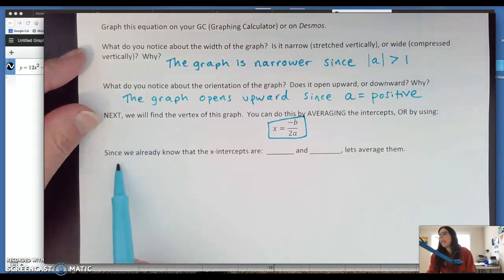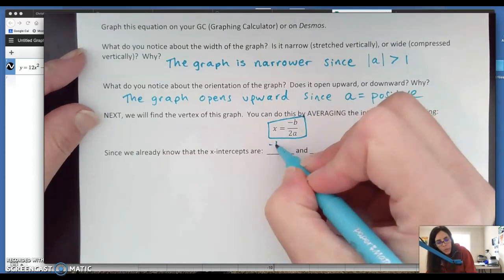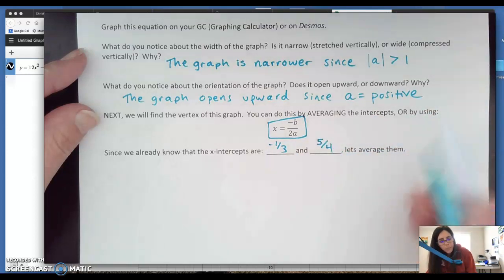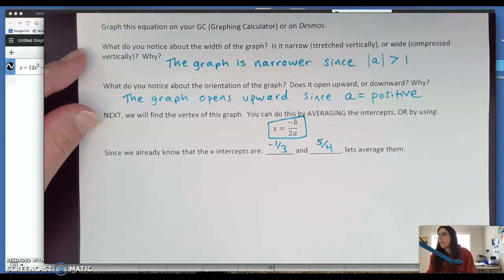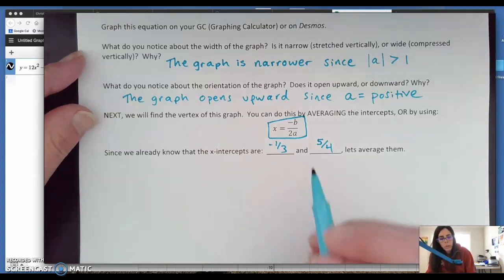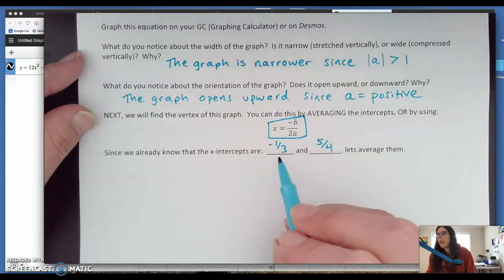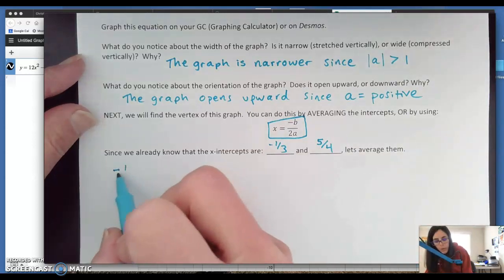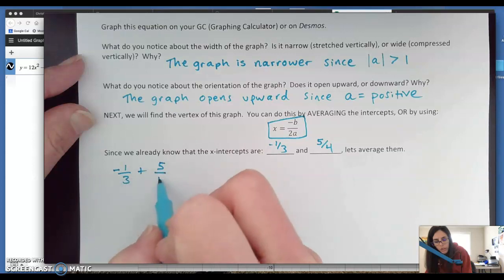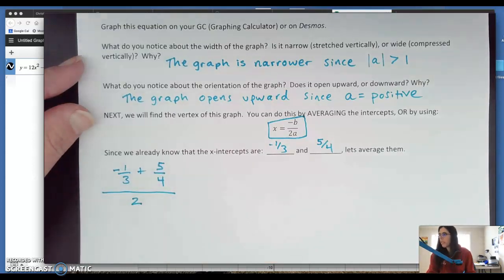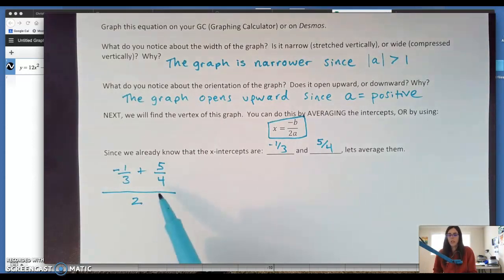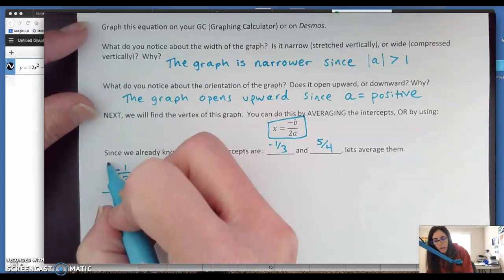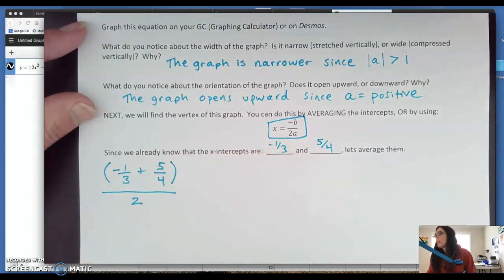So first I said since we already know that the x-intercepts are negative 1/3 and 5 over 4, let's average them. We did this in first semester a little bit. So average means we're going to add them up and divide by the number of terms that we added. So in this case we only have 2. So I'm going to go negative 1/3 plus 5 over 4, all of that divided by 2. It looks a little hard to solve, so I'm just going to focus on the numerator. So pretend there's parentheses here, and you would want to take care of that part first.